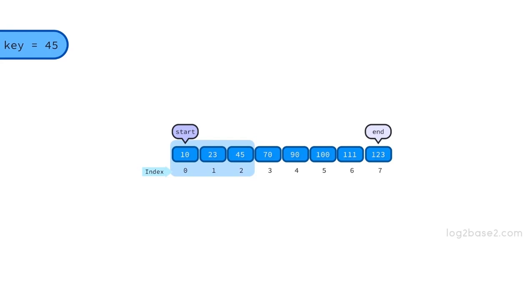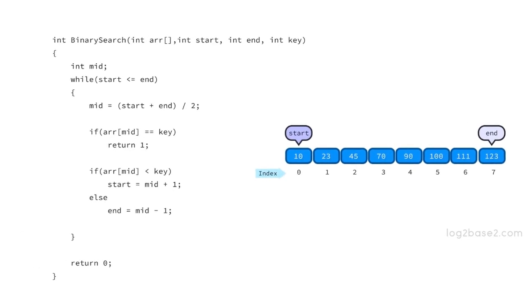Again, in this half, the middle one is the second element, 23. Again check whether 45 is less than or greater than 23. It is greater than 23. So check in the right half only, and here we have one element and it is our key. So this is what binary search is. Now let us see its implementation in C.